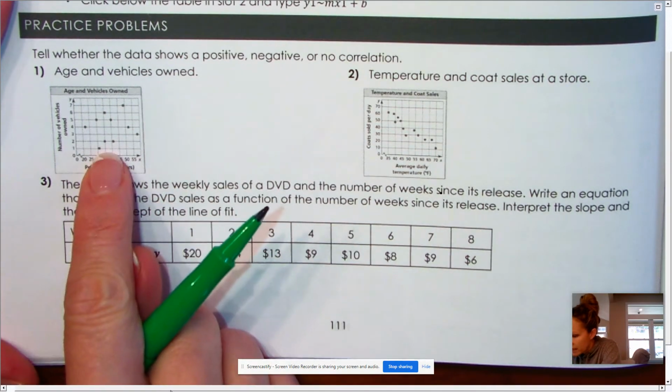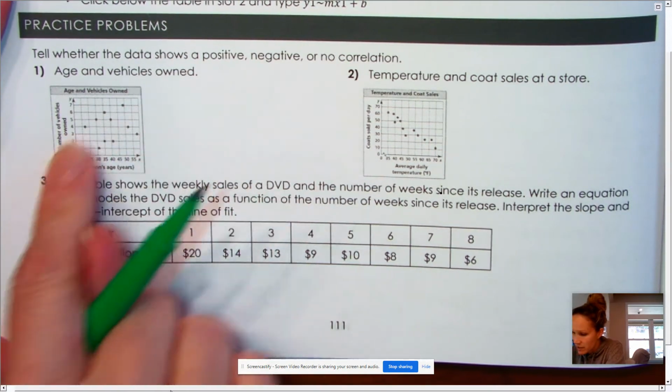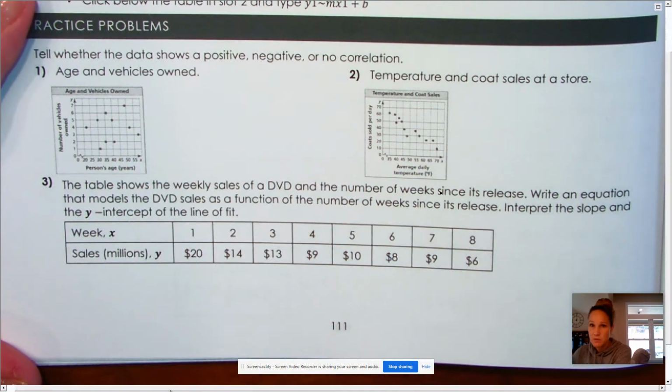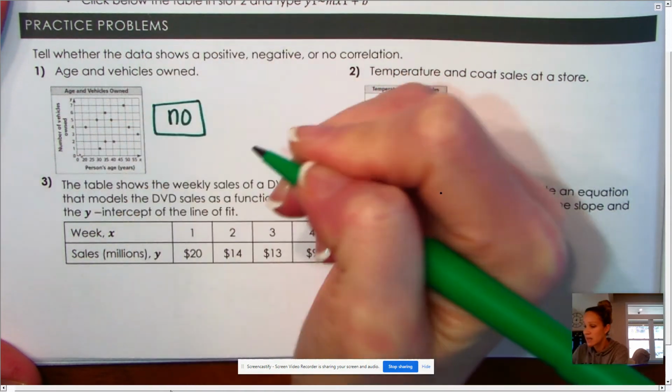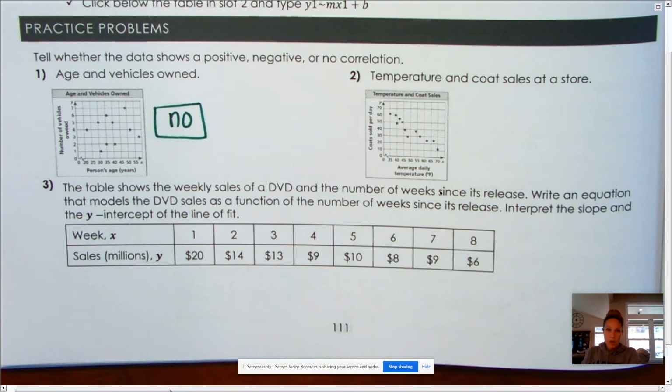So looking at this, it's kind of all spread out. Is the line going up? Is it going down? Who knows? So we would just say no correlation, or I would even say none. There's no correlation up there. Okay.